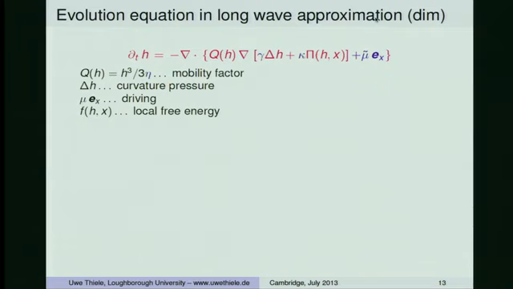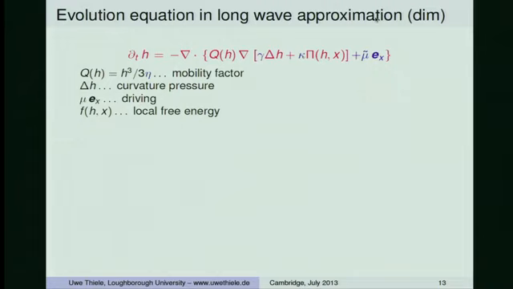Then we have this flux is a mobility that I call Q of h times the gradient of a pressure plus some driving term. So this mu tilde is some lateral driving. That could be being on the incline, could be a lateral temperature gradient or wettability gradient on the substrate and so on. And now this is the gradient of a pressure, and the pressure has two parts here.